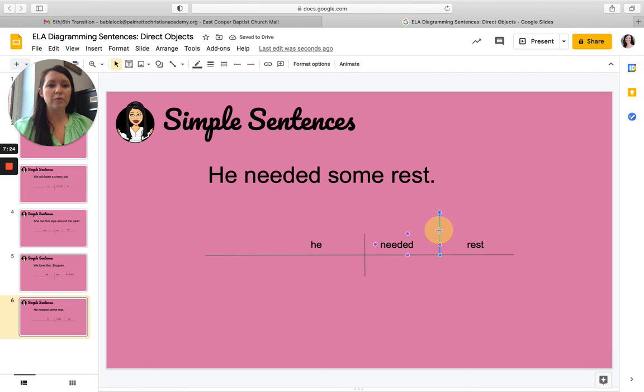So the rule for finding direct objects, once you have a verb, for every sentence you've got to ask yourself, verbed what? Replace that word verbed with the actual verb, like needed or ran or ate. And if you can answer the question, what the person or the thing needed or ate or ran, if you can answer that question with a word, that word is your direct object. It's an easy way to figure out direct objects in sentences.